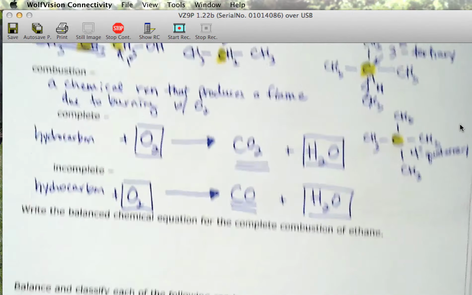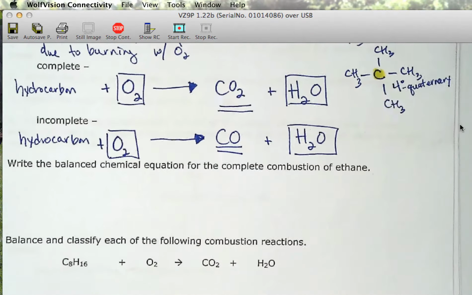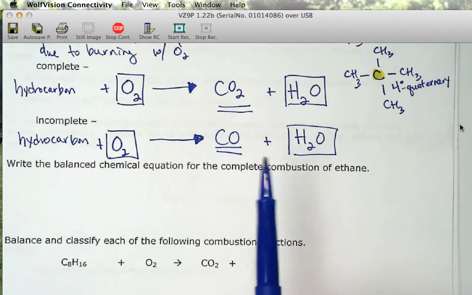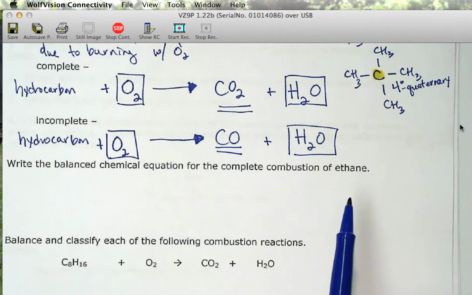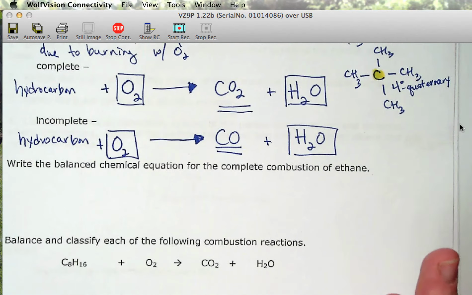Now, we could ask you a question exactly like this on a quiz or an exam. Write the balanced chemical equation for the complete combustion of ethane. You know everything to fill this out. But when you get your exam or your quiz and you think, oh my gosh, I have no idea what this question is asking, take it step by step.